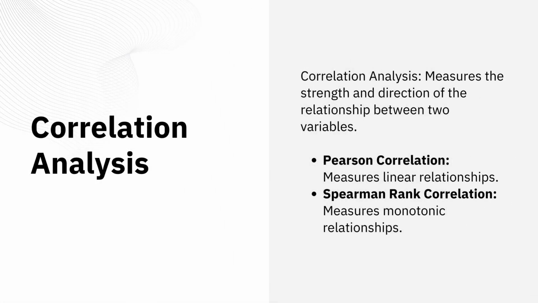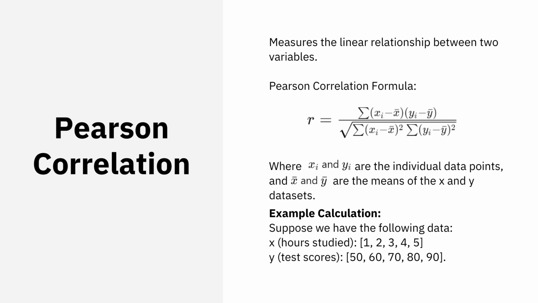Correlation analysis helps quantify the strength and direction of the relationship between two variables. The Pearson correlation coefficient measures linear relationships, where one variable increases or decreases in proportion to another. On the other hand, Spearman rank correlation is useful for monotonic relationships, where the trend is consistent but not necessarily linear.